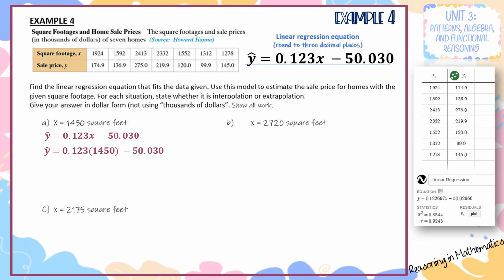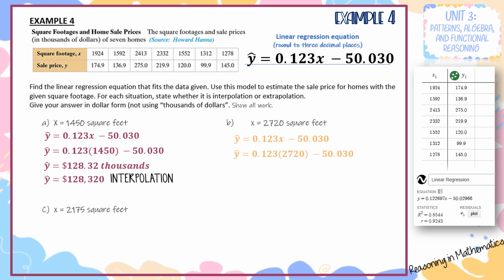Let's plug in our X value and calculate. And remember, that's in thousands. So we need to move that decimal place over 3 times. So $128,320, and it's interpolation. If you look at B, it's 2,720 square feet, which is beyond the X values that are in the table. So it'll be extrapolation. Let's substitute in to our equation and calculate.